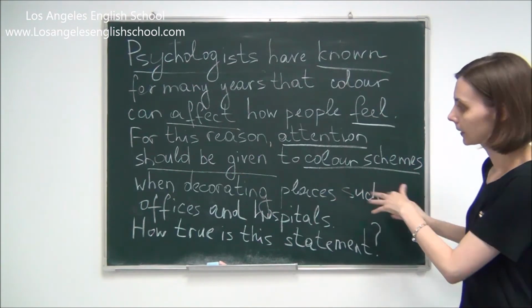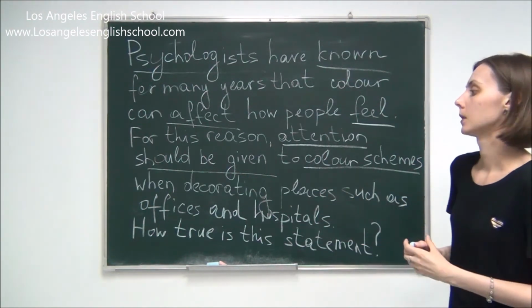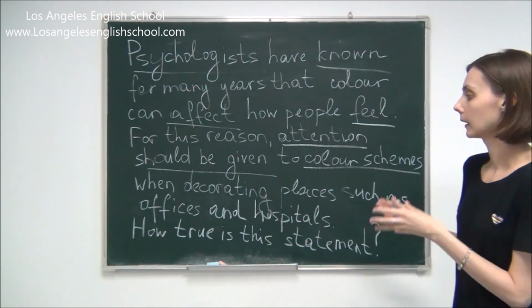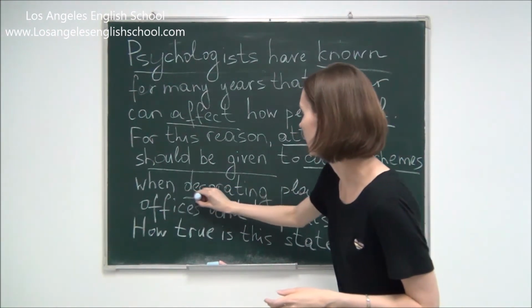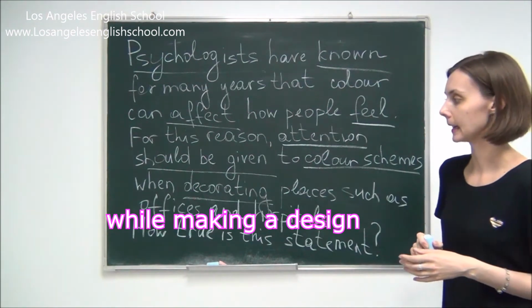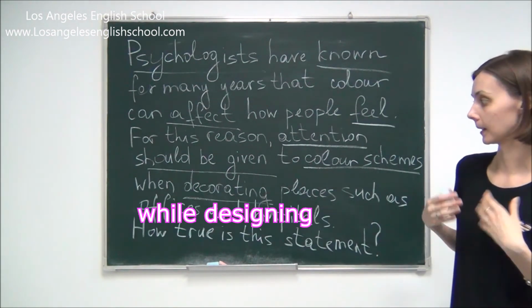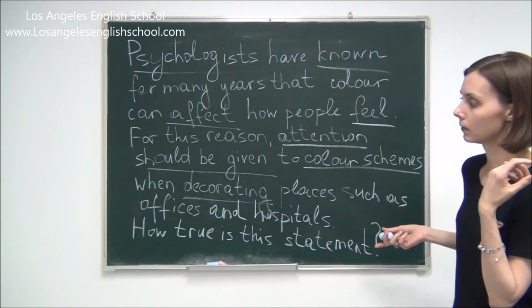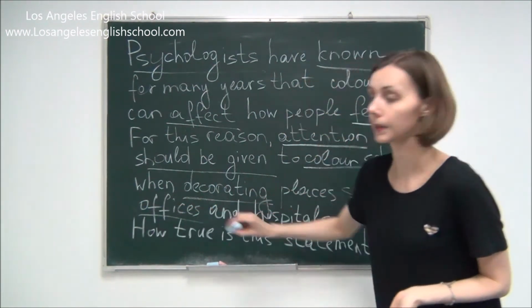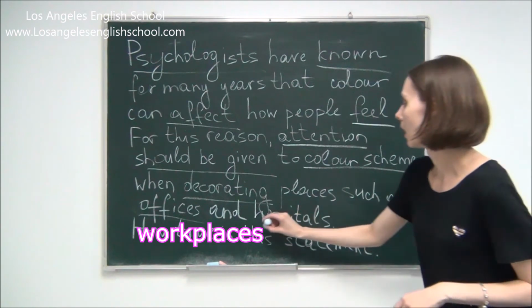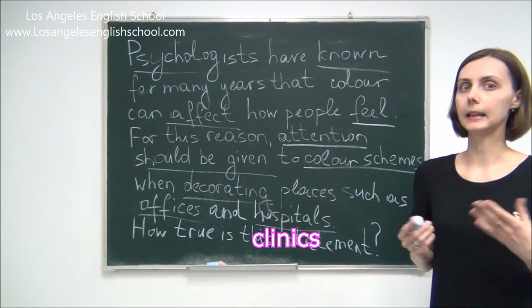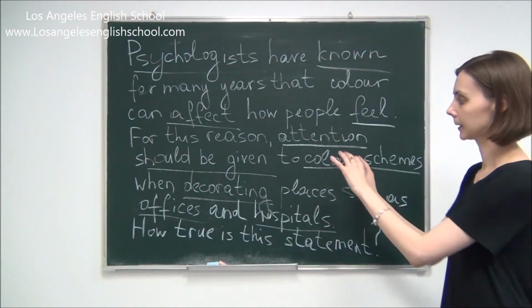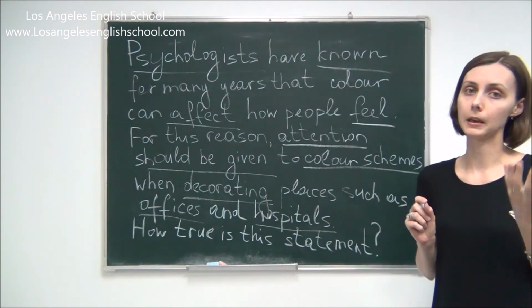When decorating places, such as offices and hospitals. So "when decorating," you can say "while making a design" or "while designing." Places such as offices and hospitals. Offices, you can say workplaces. Hospitals, you can say clinics. So rephrase the second sentence and give your opinion.